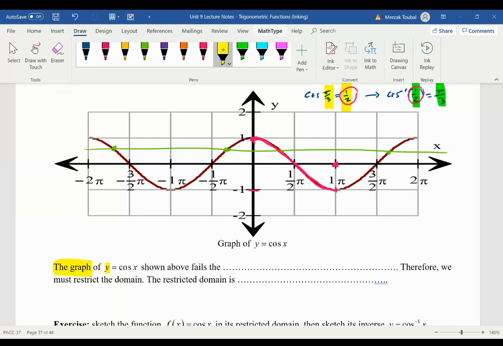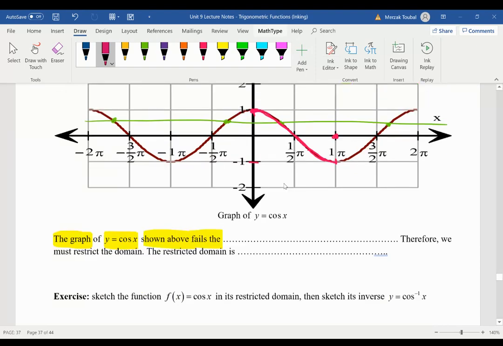The graph of y equals cosine shown above fails the horizontal line test.